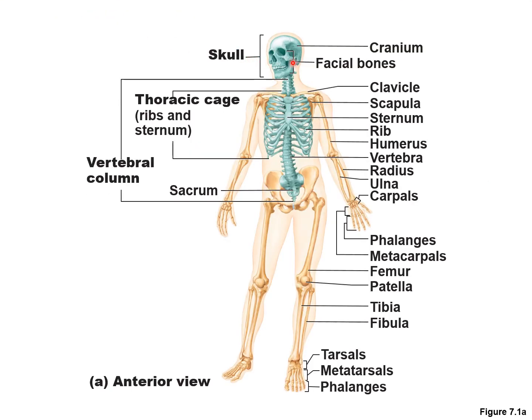On this diagram, part of the skeleton is colored in blue, or green. I'm sorry, I might be colorblind, so I will call it blue. And part of the skeleton is colored in yellow. So this blue color includes skull, thoracic cage, and vertebral column, and this is the axial skeleton.